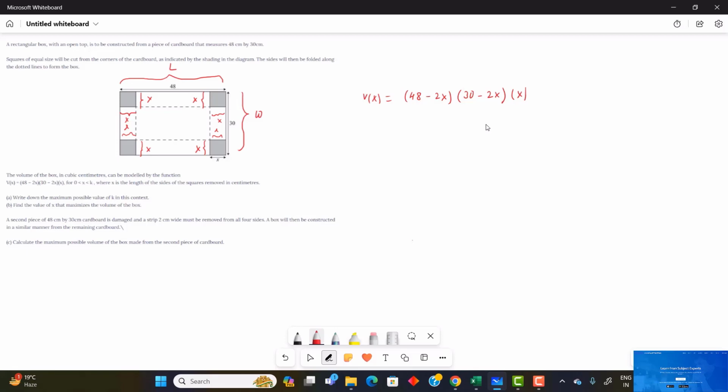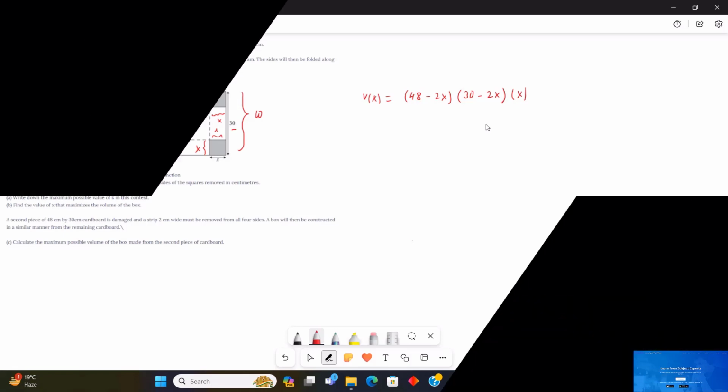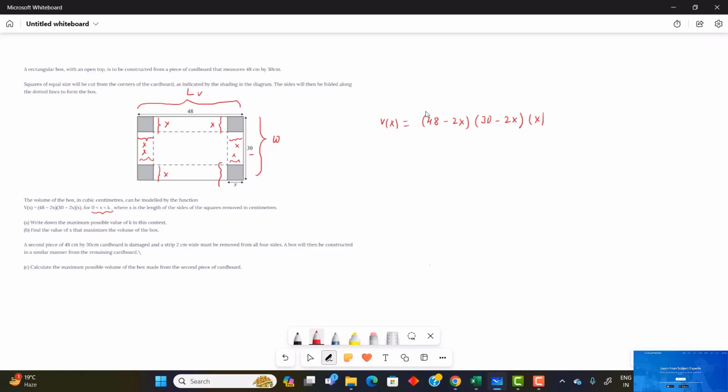Now the first question is asking us, write down the maximum possible value of k. And what is this k exactly equal to? The maximum value x can take. Now we have two sides, right? The length and the width. We find that the width is smaller than the length. And if we go on increasing the value of x, what happens? The width gets exhausted much faster than the length.